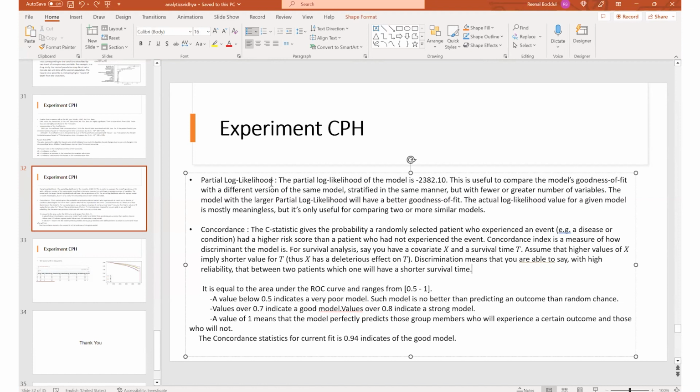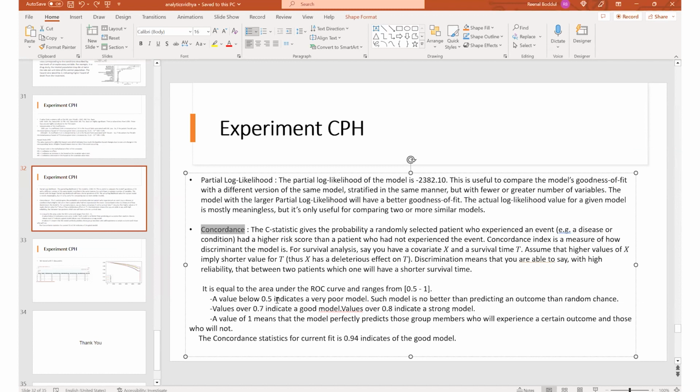So the higher the partial likelihood value, the better the goodness of fit. Another model evaluation parameter is the concordance index. The C-index gives the probability that a randomly selected patient who experiences the event has a higher risk score than a patient who does not experience the event. It means you're able to say with high reliability which of two patients has the shorter survival time. The concordance index is somewhat similar to the ROC curve, so the higher the concordance index, the larger the area under the curve. So we can say the model is good if we have a higher concordance index.